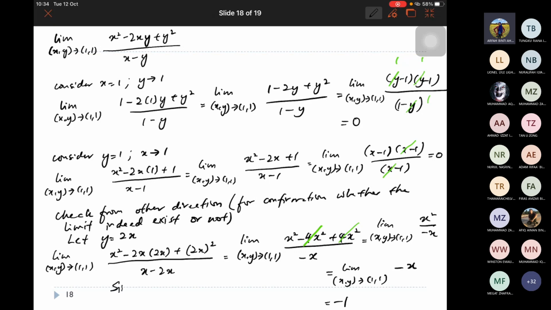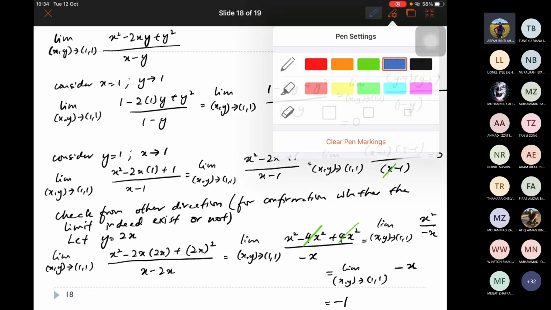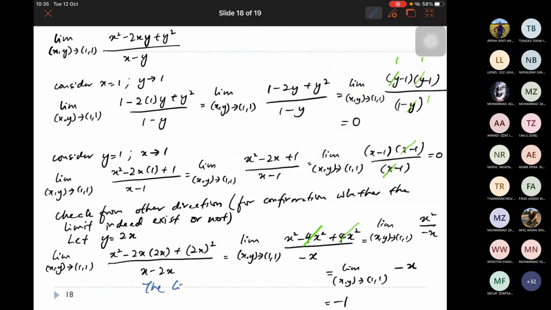So since the limits are not the same from different direction, the limit does not exist. The limit of f(x,y) does not exist, sebab tak sama. This one 0 and this one you get negative 1. So dia tak sama. The limit does not exist.